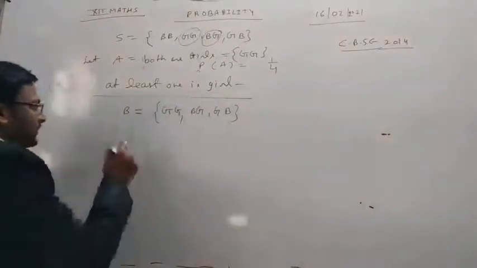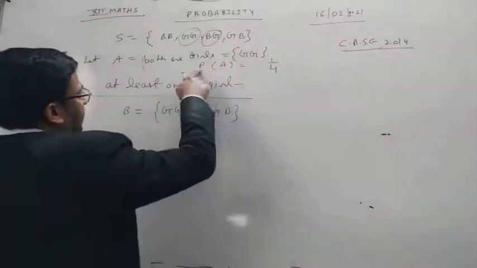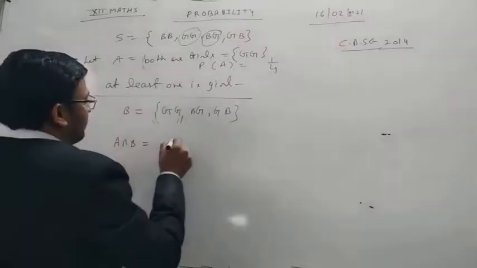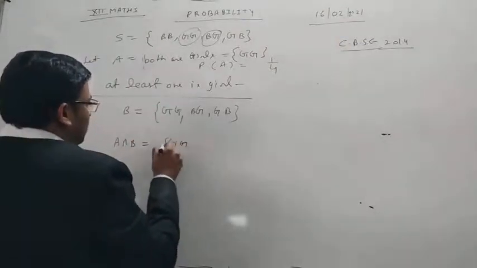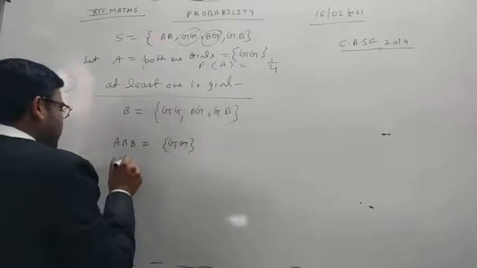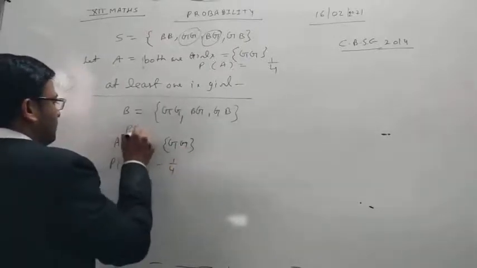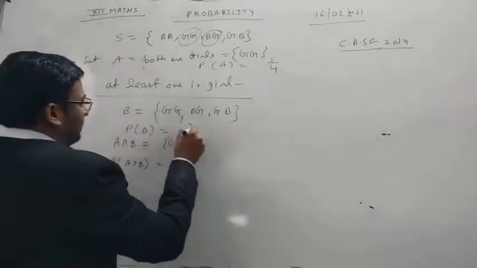So in this case, students, our A is this, so A intersection B is equal to GG. So the probability of A intersection B is 1 by 4. The probability of B is 3 by 4.